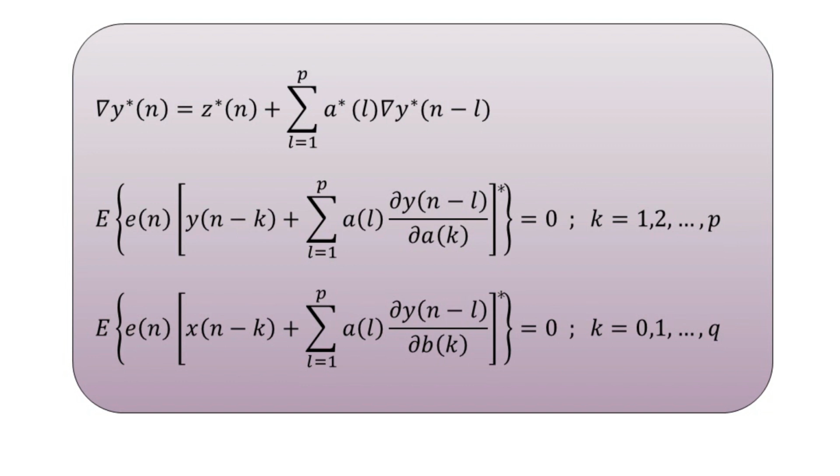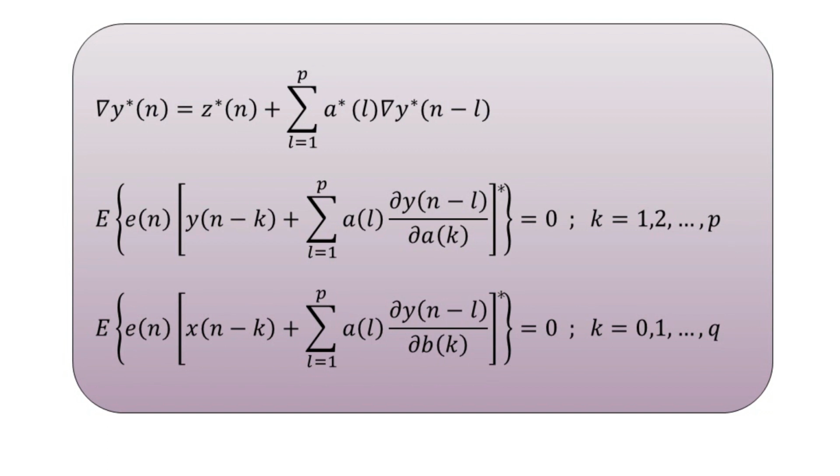The combination of the two previous equations gives us two conditions that are very necessary for the filter coefficients a of k and b of k to minimize the mean square error. On this slide we have equation number 2 and equation number 3 defining these two conditions. The first one is the expected value of the bracket, inside which we have the error signal e of n multiplied by the complex conjugate of the square bracket that has y of n minus k added by the summation l equal to 1 to p of a of l multiplied by the partial differential of y of n minus l with respect to a of k.